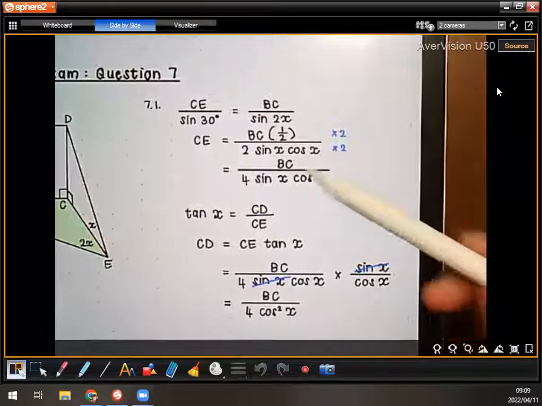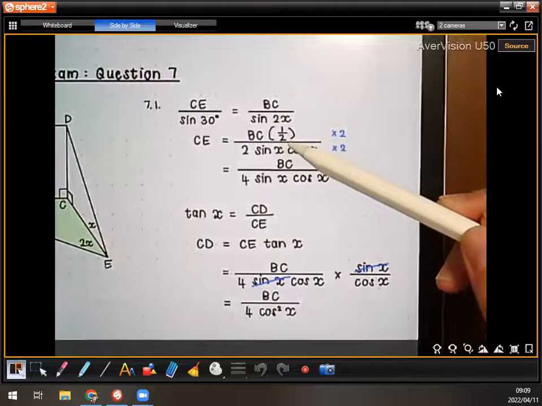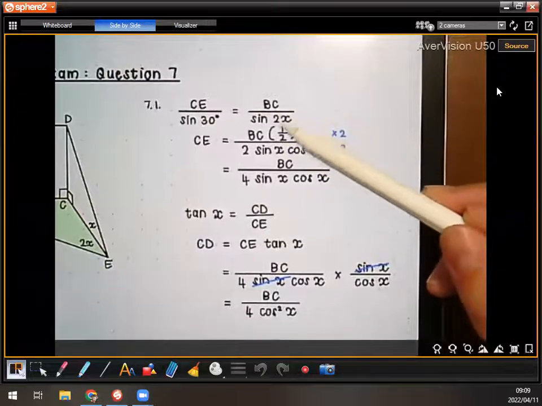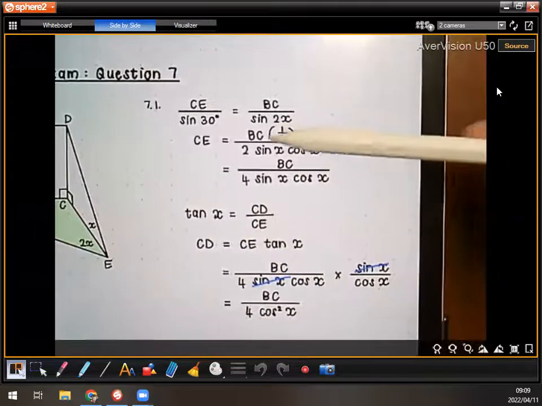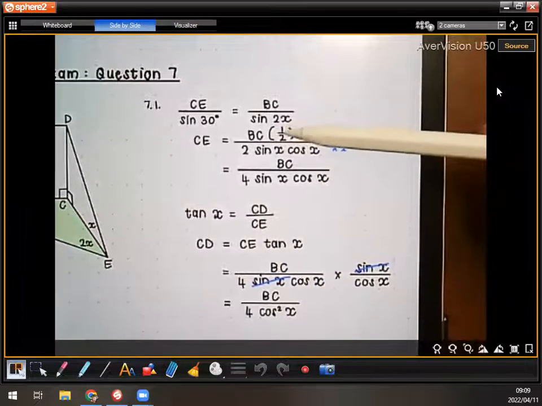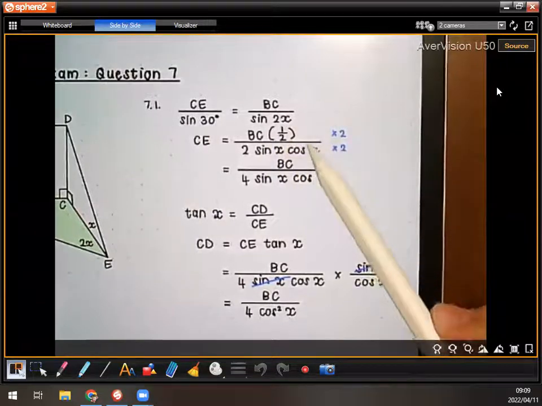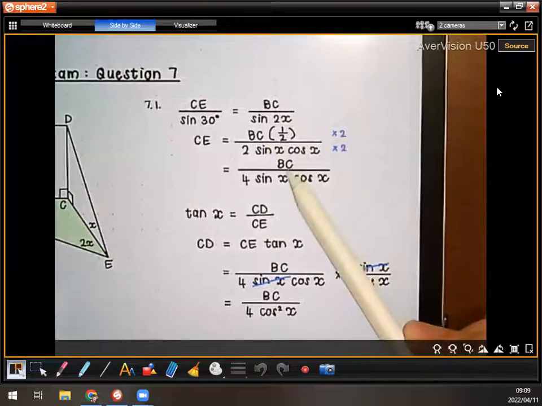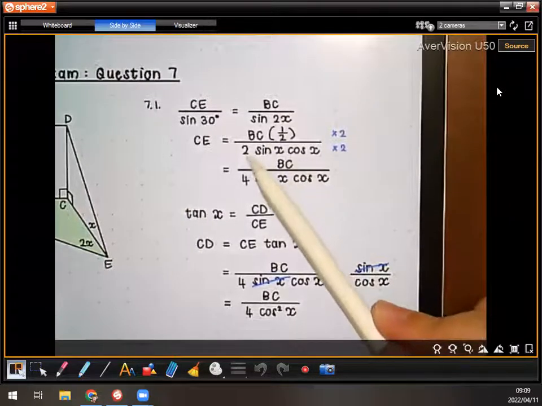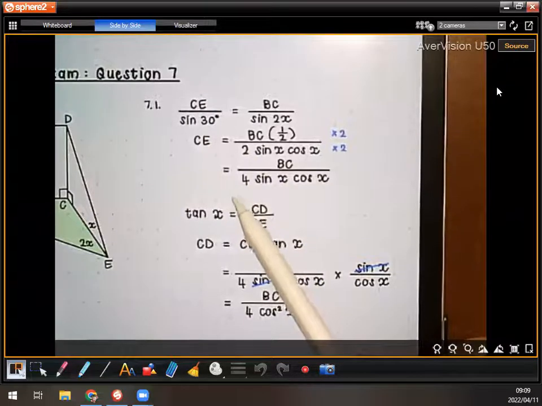Okay. Then from there, because I now have a compound fraction, and you see that happens quite a lot in this work, we have a fraction within a fraction. You multiply the top and the bottom by the denominator of that fraction to get rid of it. So I multiply the top and the bottom by 2, because a half times 2 is just 1. So I'll be left with just BC at the top. And here we already have a 2. When I now multiply that by 2, I get 4.